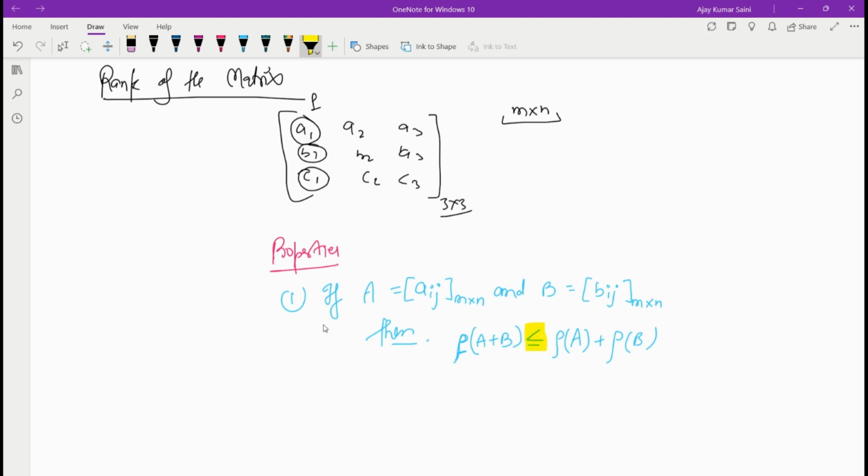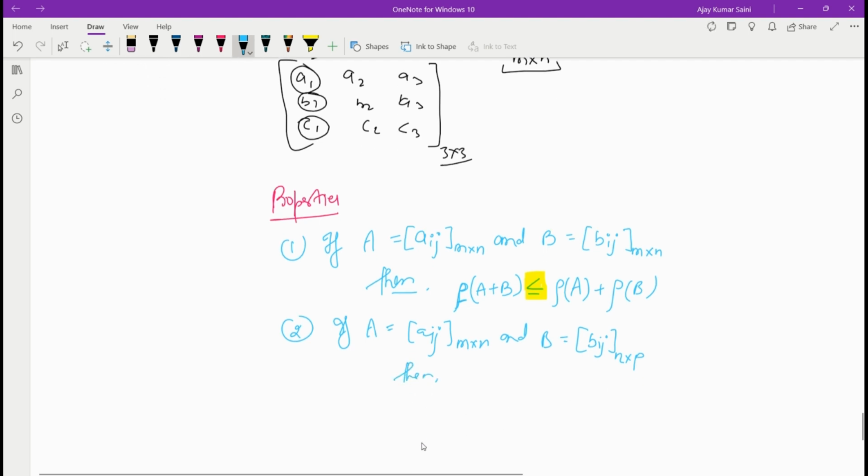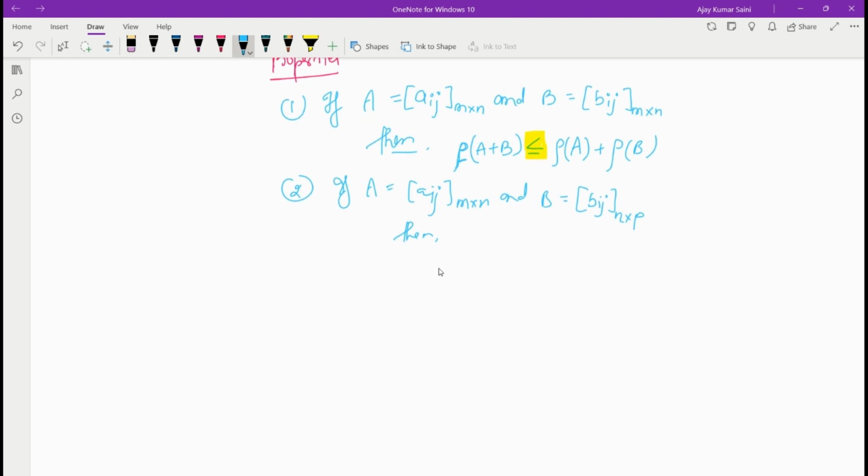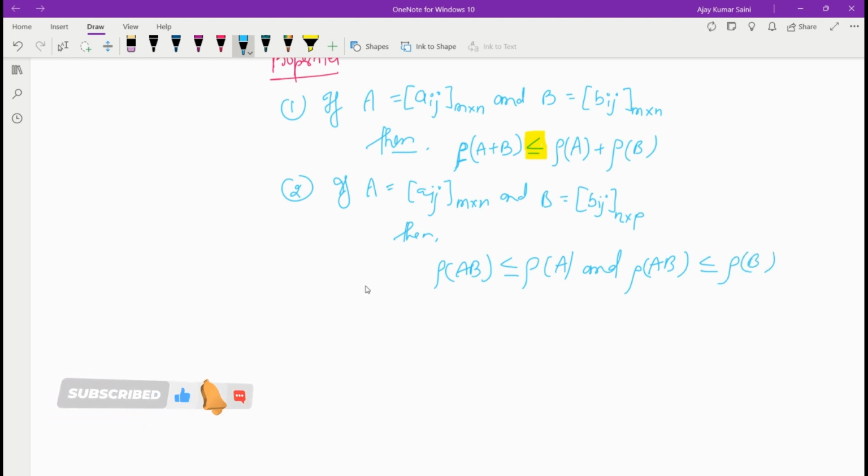Now the second property. If matrix A is of the form a ij of order m by n, and matrix B is of the form b ij of order n by p, then the rank of AB is less than or equal to the rank of matrix A, and the rank of AB is less than or equal to the rank of matrix B. So that is the second.